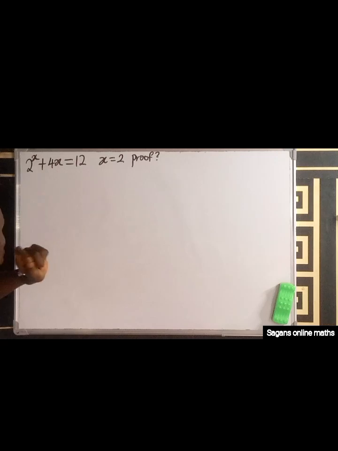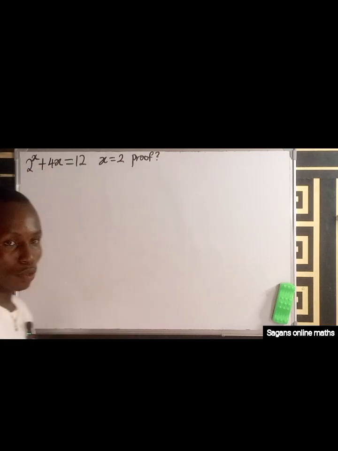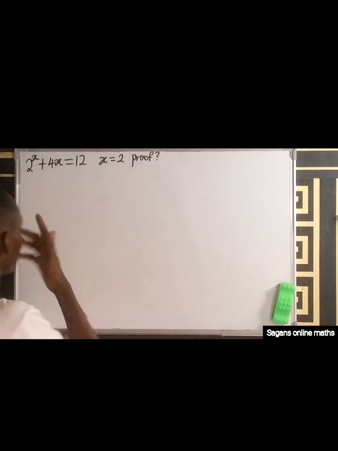The value of x is 2 because if you put 2 here, 2 raised to the power of 2 is 4, and 4 times 2 is 8. So 4 plus 8 is 12. So we are asked to prove. Very simple, okay? Let's solve it together.